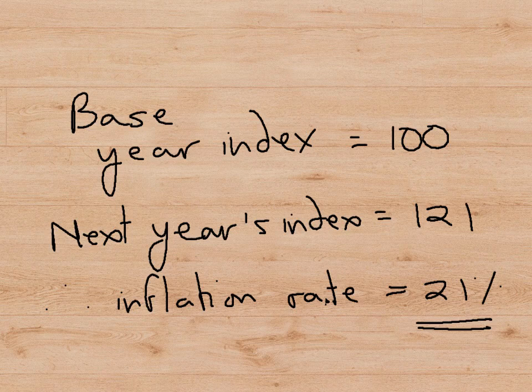And finally, in order to calculate the rate of inflation between the base year and the second year, we would take the difference between the index numbers in the 2 years. The first year's index number was 100, the second year's index number was 121, and this would give us an inflation rate of 21%.